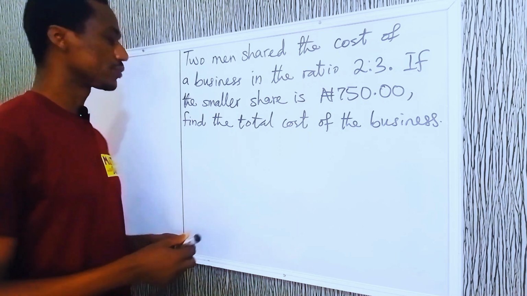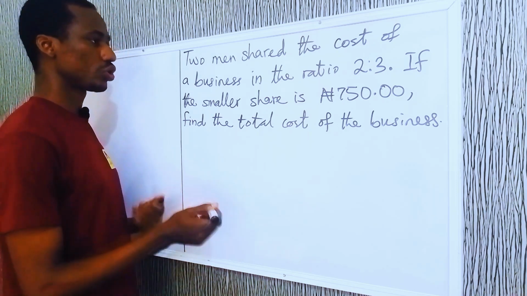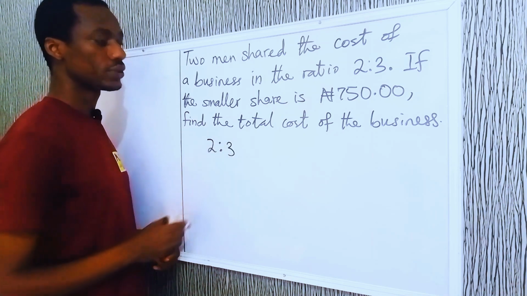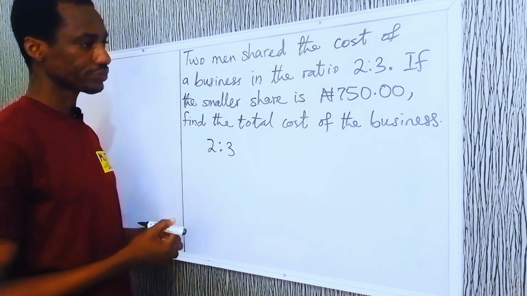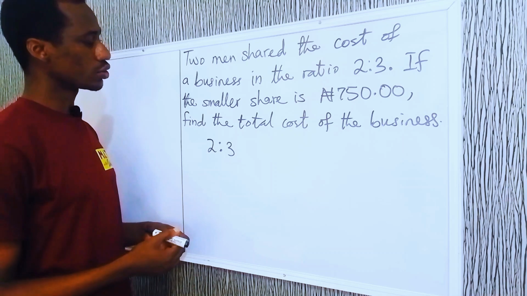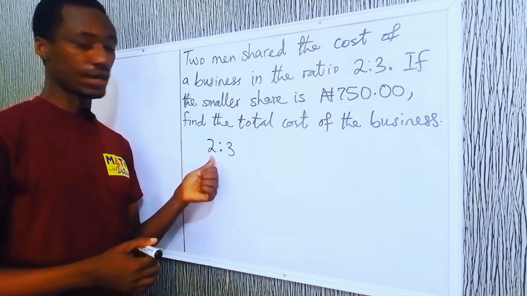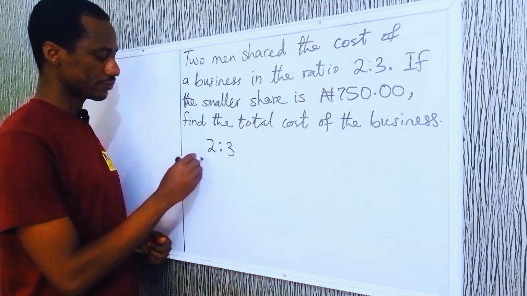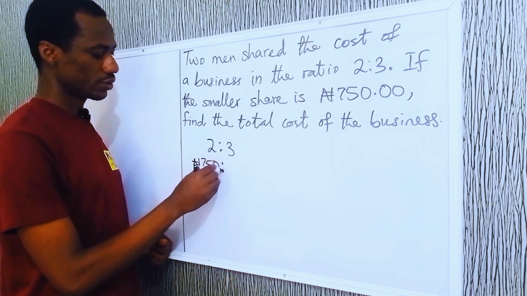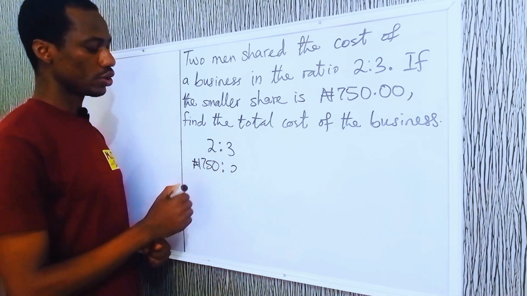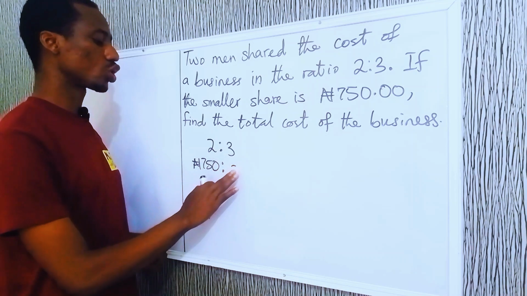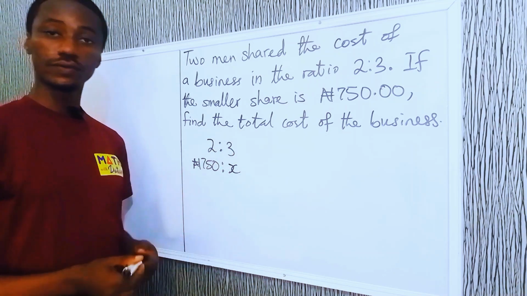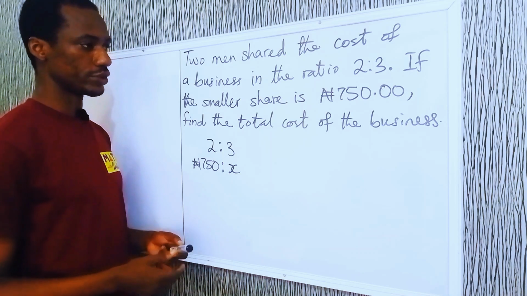All right. So we have the ratio 2:3 for the two men, and then the cost of the smaller one, so the smaller ratio is 2, is 750 naira. And then we are looking for the total cost of the business, although we don't know this. But we're looking for the total cost of the business.